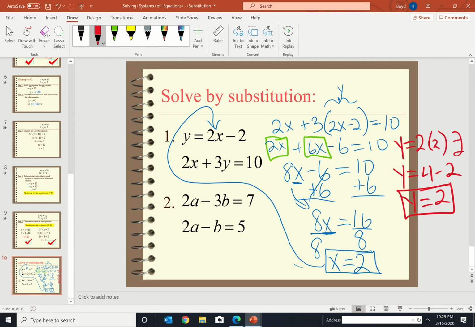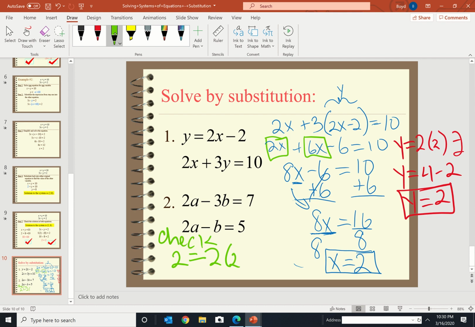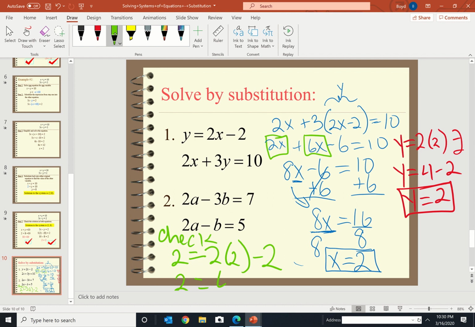Now that we know this, we have to actually plug both of those answers back into one of the equations to make sure that it works. This is what we call the check. So to check it, I'm going to plug in 2 in the place of y and 2 in the place of x in the first equation to see if it works. So 2, because I know y equals 2, equals 2 times 2, because I know x equals 2, minus 2. So does 2 equal 4 minus 2? Yes, it does. So therefore, I know I got the right answer.